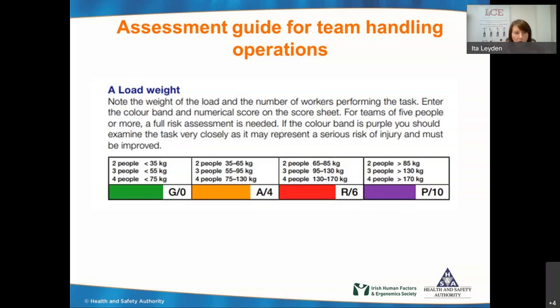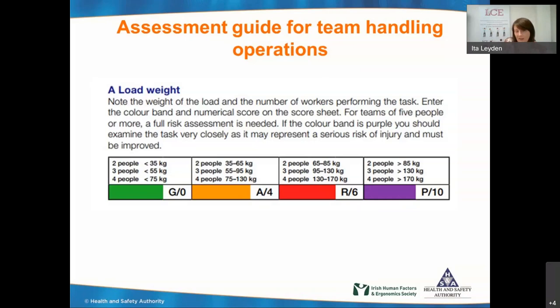of the team. So if you have three people carrying 150 kgs of weight, where would you put that? So have a look at that and, I beg your pardon, just think to yourselves, three people carrying 150 kgs. And hopefully you've identified that as a P10. And that again would be something that should be rectified immediately, off the Richter scale in terms of a very high risk.